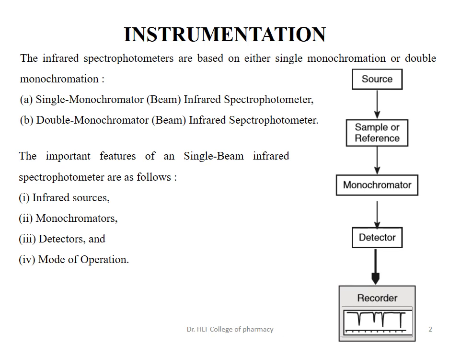There are two types of IR spectrophotometer, that is, single beam or single monochromator IR spectroscopy and double beam IR spectroscopy. This is the block diagram of an IR spectrophotometer. It consists of a source, that is the source of light, monochromators, detectors, and the mode of operation, that is the recorder.